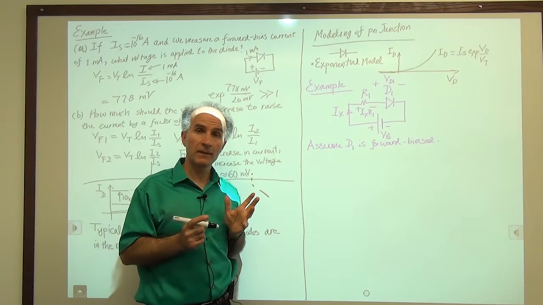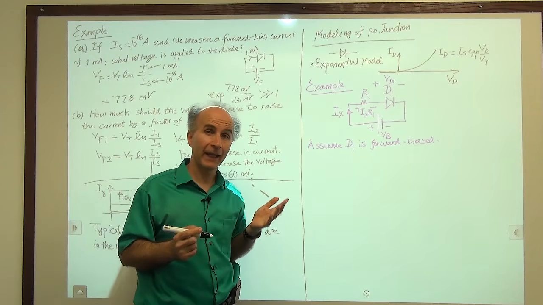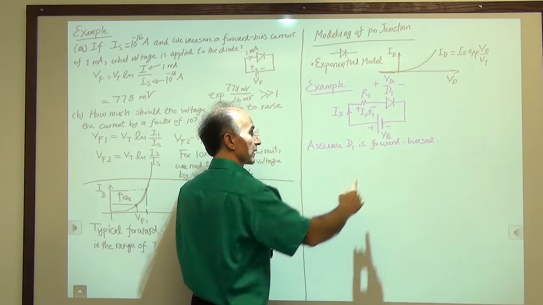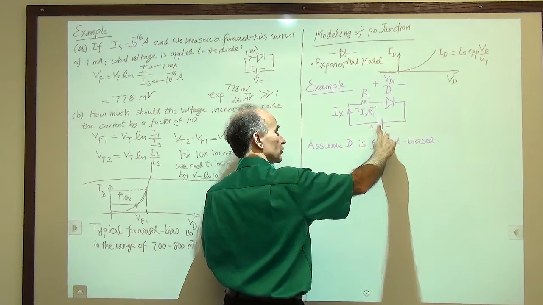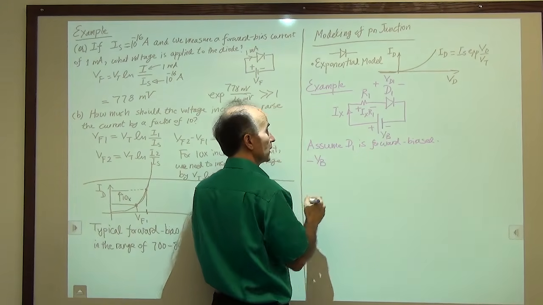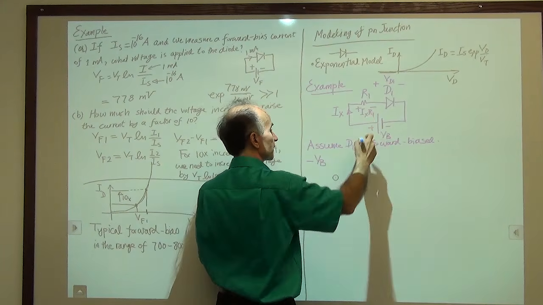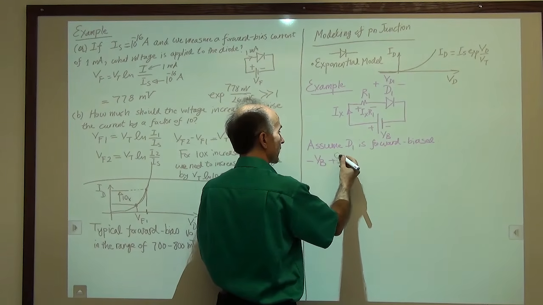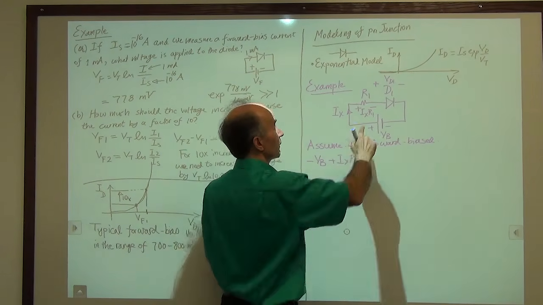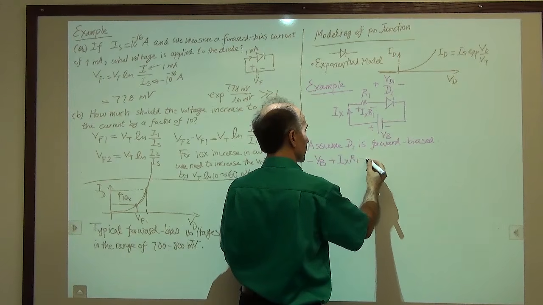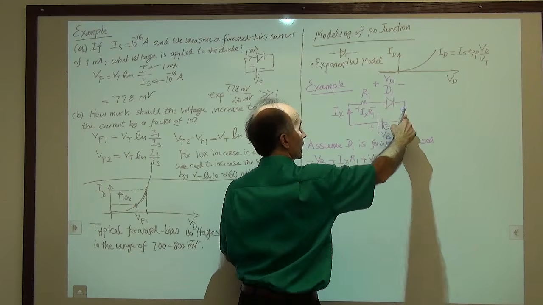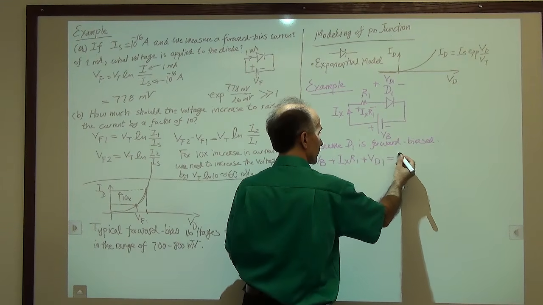Okay, how do we relate all of these? Well, we can write a KVL around this loop. The KVL starts from here. We're going from negative to positive, so we write minus VB. We're going from positive to negative, we write plus Ix R1. Then we're going from positive to negative, right, plus VD1. We are back to where we started, so the result is 0.